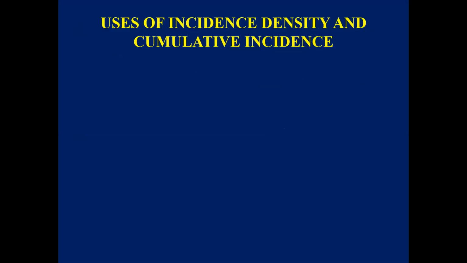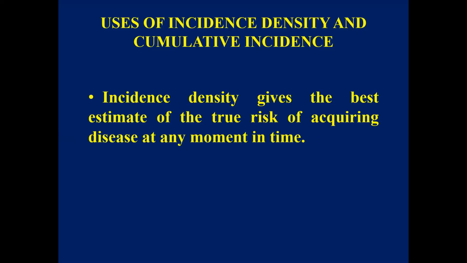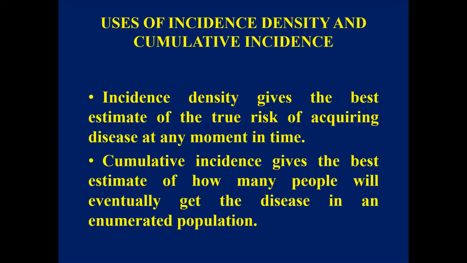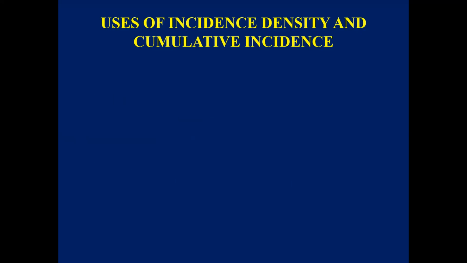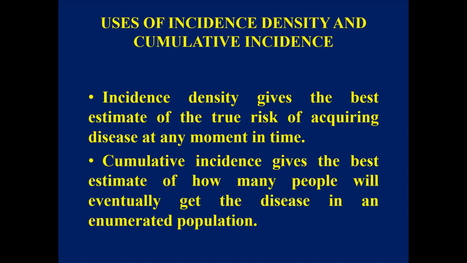Now, what are the uses of incidence density and cumulative incidence? These are the two terms that we usually use when we talk about incidence. Both are incidence measures only. But in cumulative incidence, we consider the people who are at risk at the beginning of the interval, whereas in incidence density, the denominator is how long we are following them, the person years of follow-up. That is the difference, and both are used in most situations.